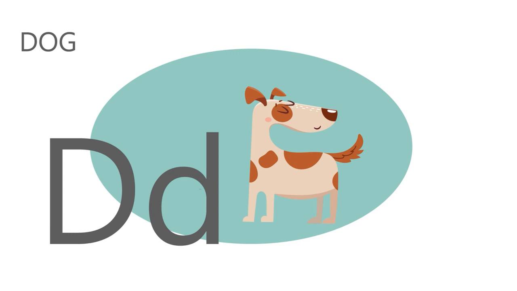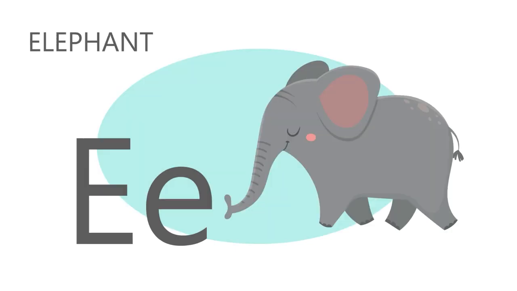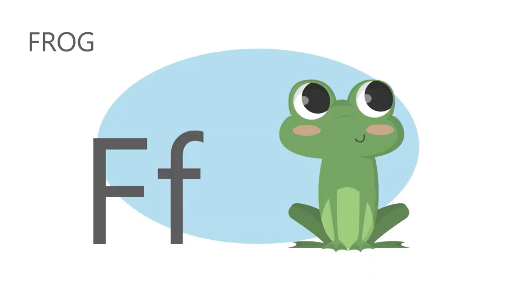D is for dog. D, d, dog. E is for elephant. E, e, elephant. F is for frog. F, f, frog.